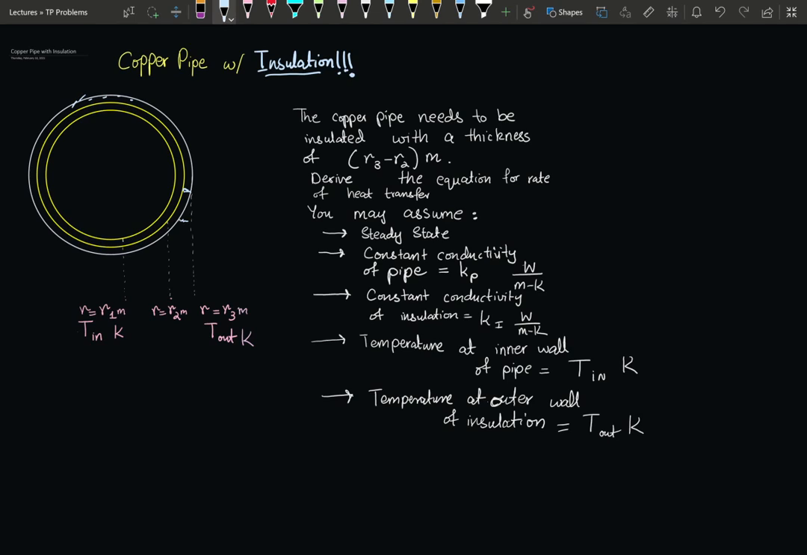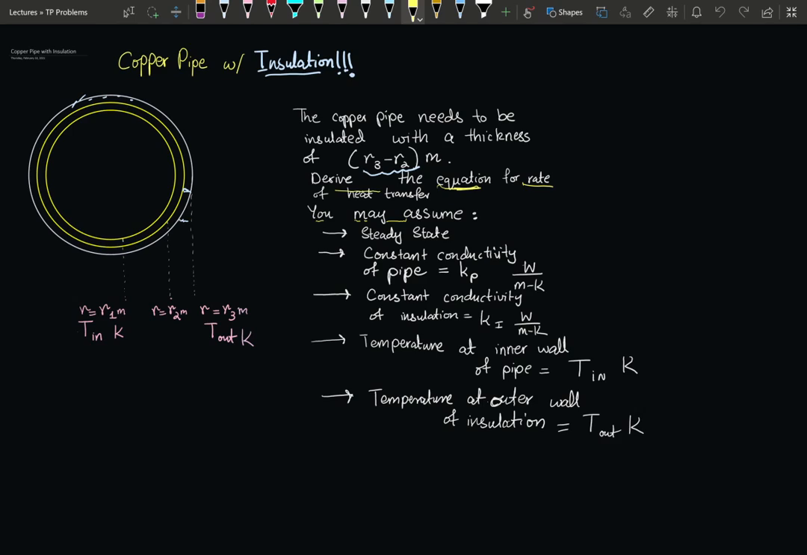All right. I hope you have read the problem. So let's see what's up. The copper pipe needs to be insulated, and we've been given the thickness of insulation, R3 minus R2. Derive the equation for the rate of heat transfer. That's what we're looking for: the equation for the rate of heat transfer.